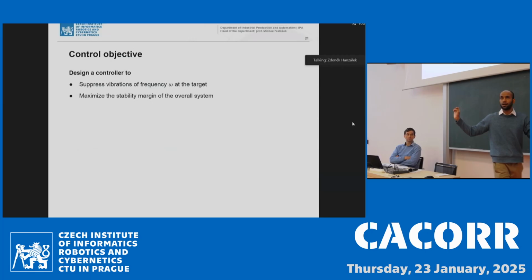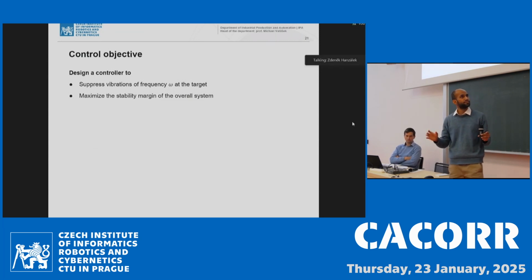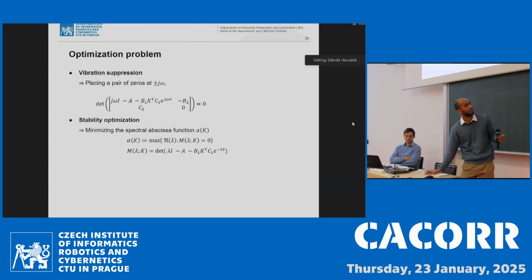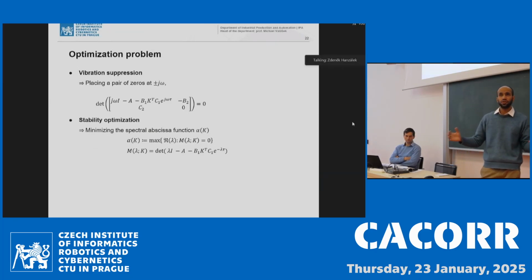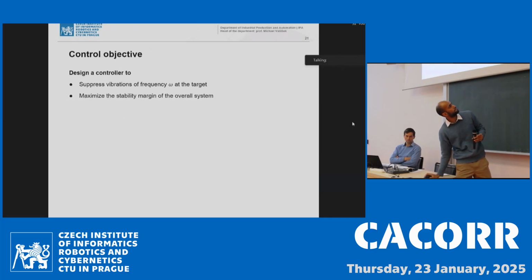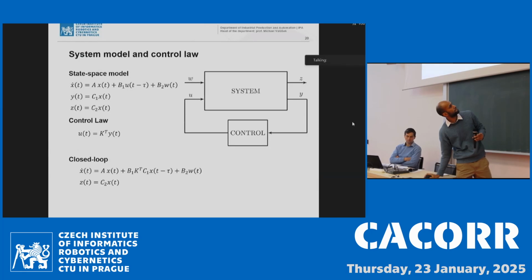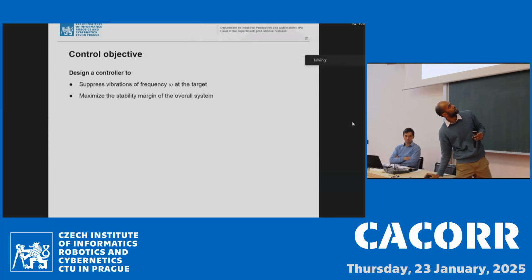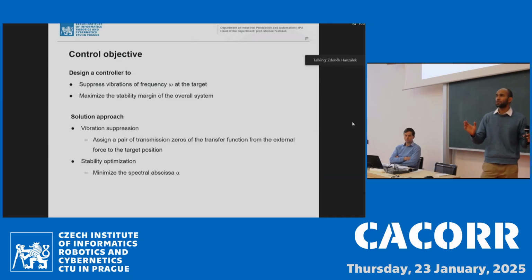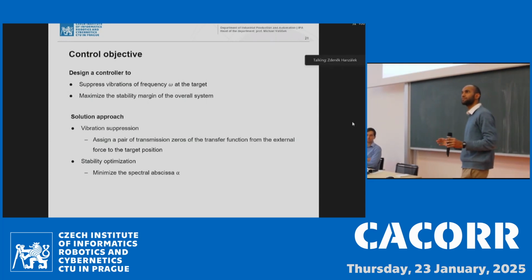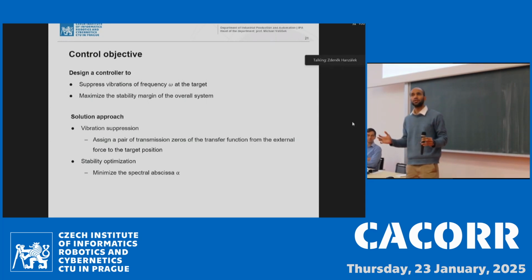Once again, to state our objectives is fairly simple. We want to make sure that vibrations at this target are completely suppressed, and secondly, that our overall system is stable. We wish to maximize our stability by minimizing the so-called spectral abscissa function. For focusing on the vibration suppression task, we target the transmission zeros, and in terms of the stability maximization, we target the spectral abscissa function.